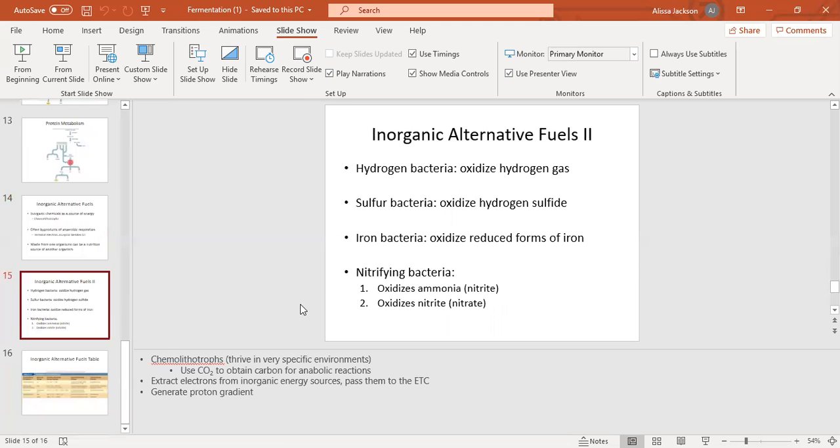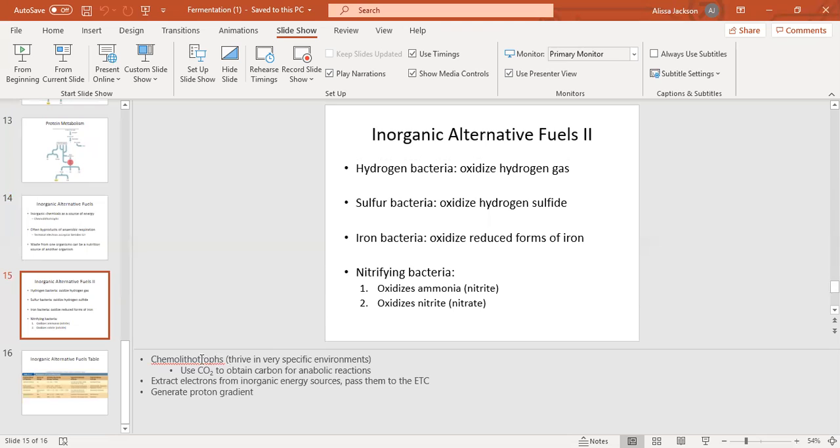Yeah, and here's some, these are kind of self-explanatory. Hydrogen bacteria oxidize hydrogen gas. Sulfur bacteria oxidize hydrogen sulfide, so H2S. Iron bacteria oxidize reduced forms of iron, and nitrifying bacteria oxidize ammonia and nitrite.